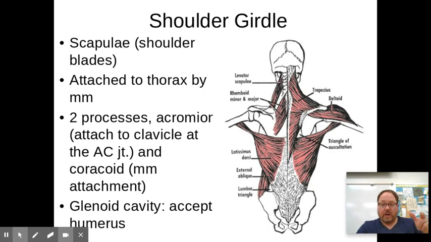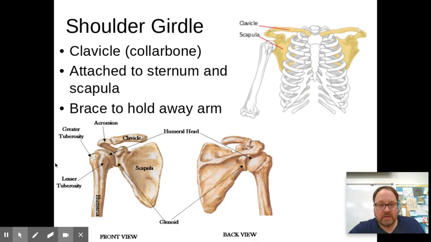Let's see. Another prominent feature of the scapula is the glenoid cavity or the glenoid fossa. So this is the little divot in here. That's where the head of the humerus attaches. So it's sort of like a shallow cup in the scapula that connects to the humerus. So again, the scapula is pretty freely movable because it's mostly held in place by muscles. Its only other attachment to the trunk of the body is by the clavicle. So your shoulder blade is pretty movable.